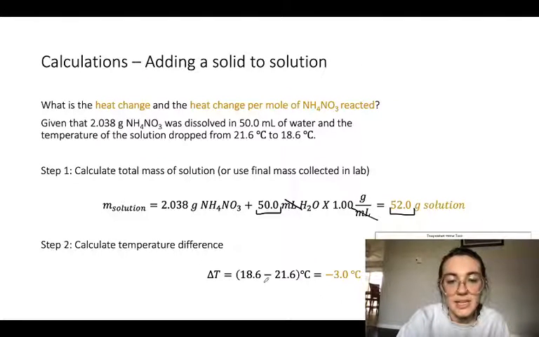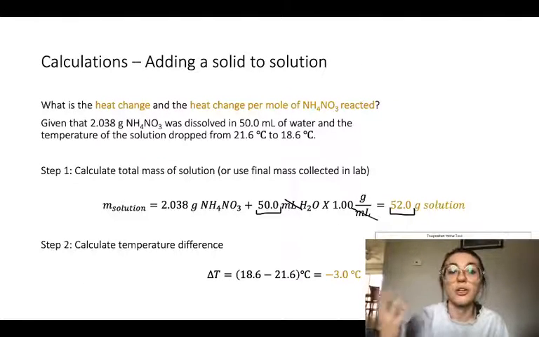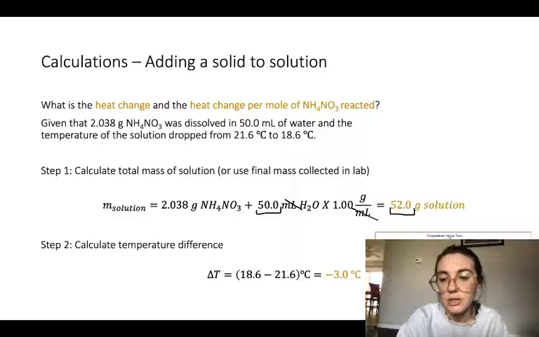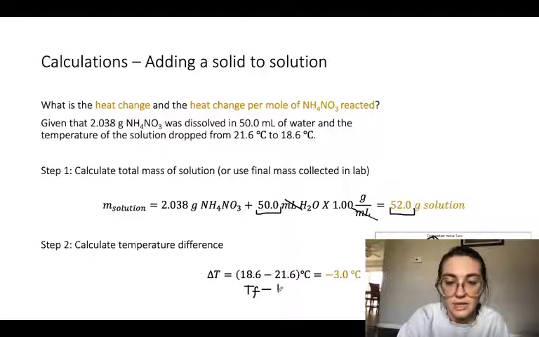And then finally, we take the temperature difference, which from all of your graphs is just going to be what was final minus what was initial, okay? So it's always T final, in this case, minus that T initial.